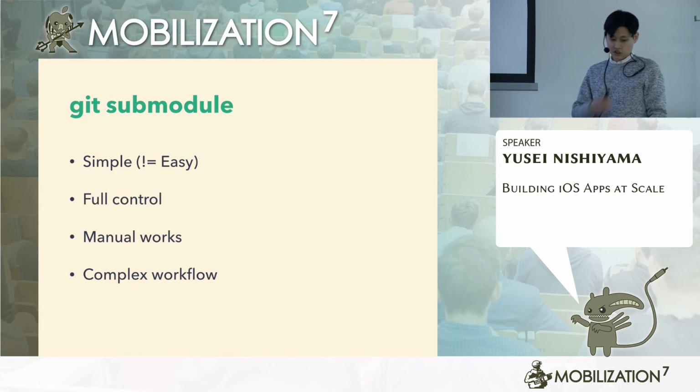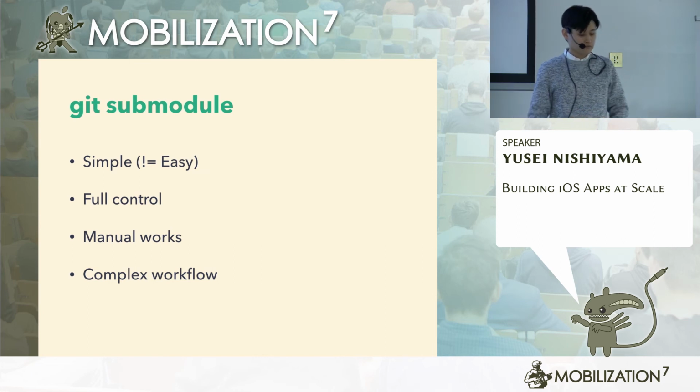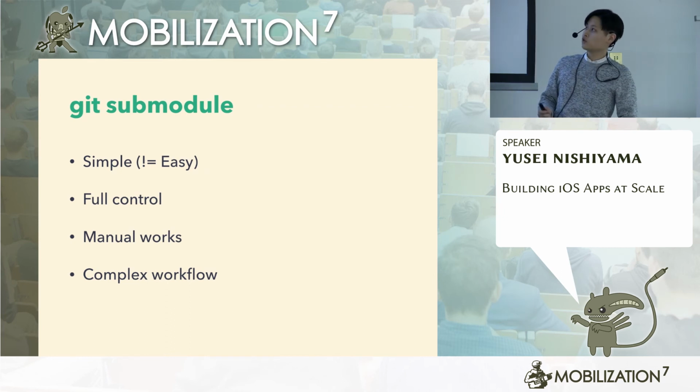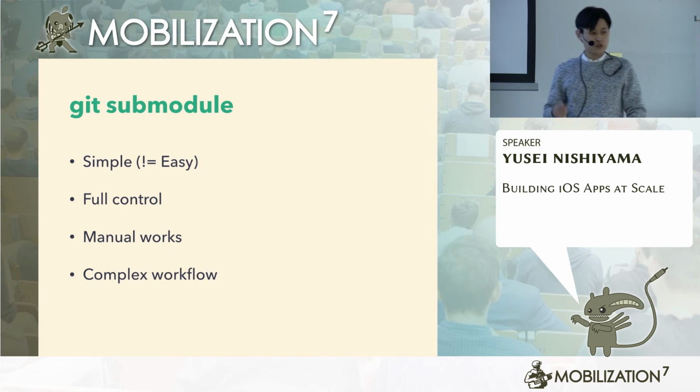The next one is Git submodule. Strictly, it's not a dependency management tool. It just checks out dependent repositories for you, and everything else is up to you. You can gain full control over it, while you have to introduce extra complexity in your workflow, because every time you make a change to your framework, you need to update the reference in the parent repository to point to the new commit.